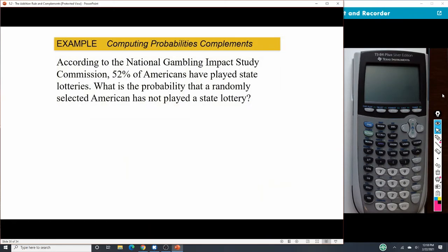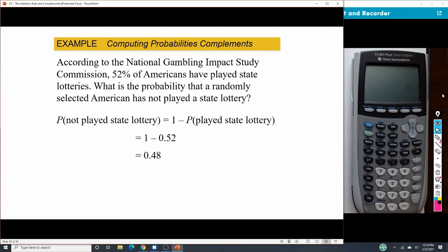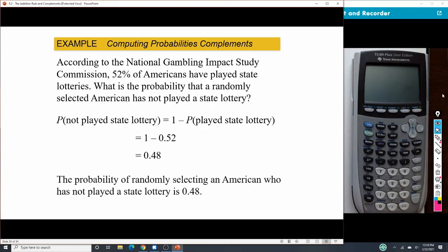All right, so here, we're looking at a gambling study. It says 52% of Americans have played state lotteries. What is the probability they have not played? And so we do the 1 minus the played, and we get 48%, or 0.48, have not played. Okay, so we can do that subtraction. 1 minus is the opposite. Okay.